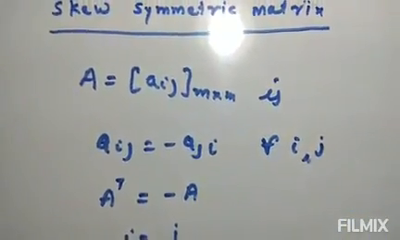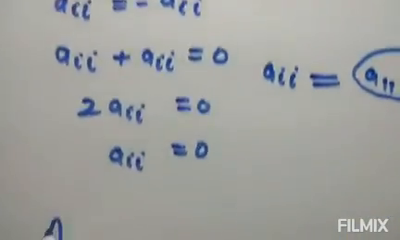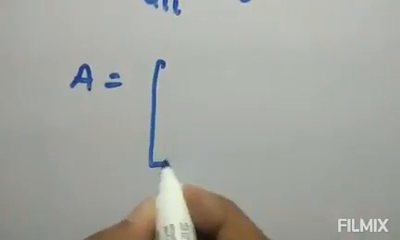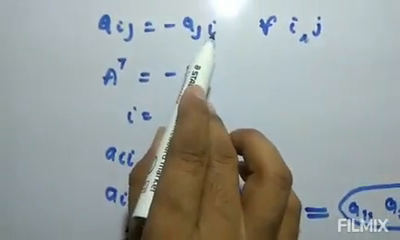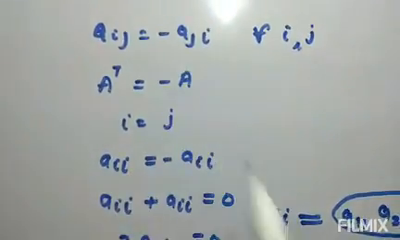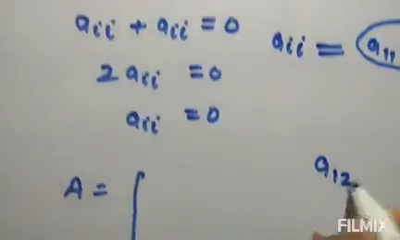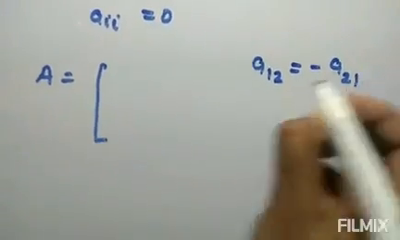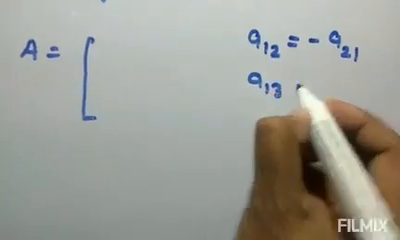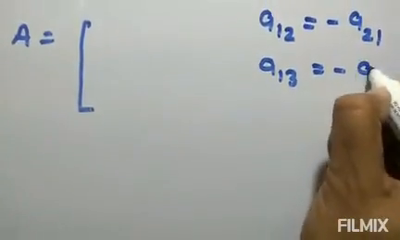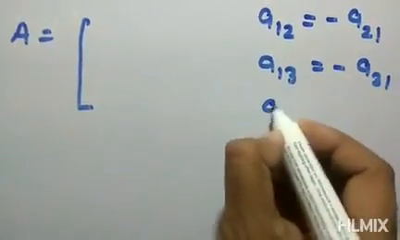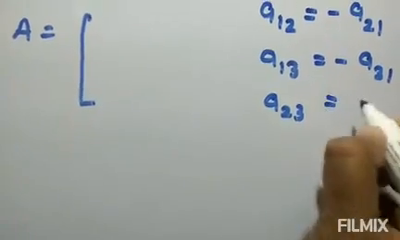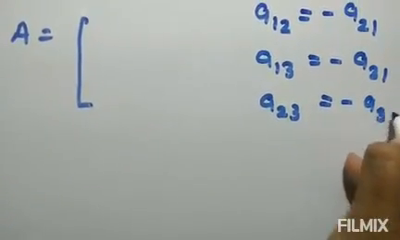It means here, take an example. Suppose A is a matrix. In this case, Aij equals to minus times of Aji. It means A12 equals to minus times of A21, A13 equals to minus times of A31, and A23 equals to minus times of A32.